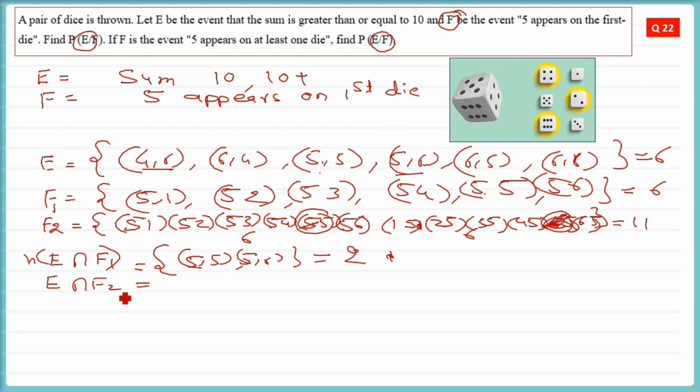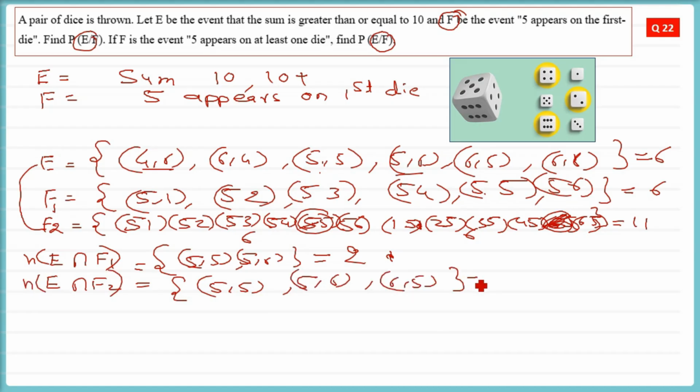Now E intersection with the second F, which is F2. What are the elements which are common in both these? So 5,5 again, we got it. Then 5,6, then 6,5. 5 will be everywhere. Now what is the number of elements in E intersection F2? It is 3.